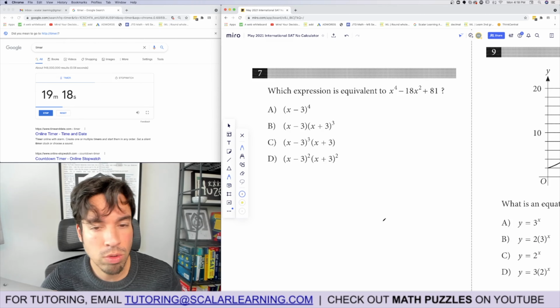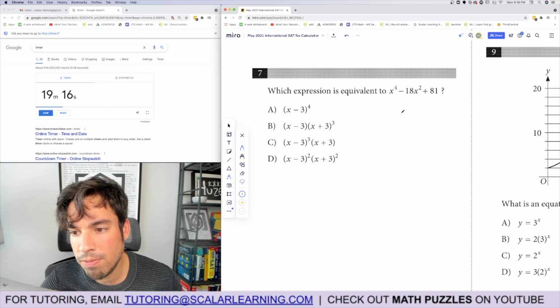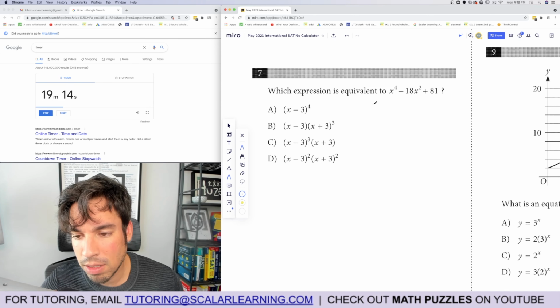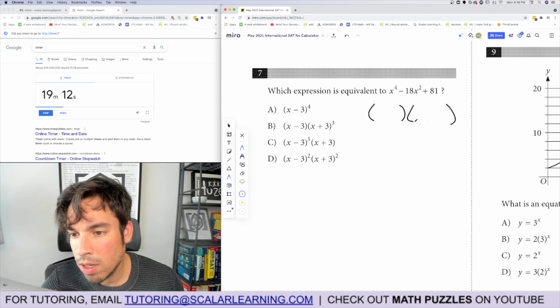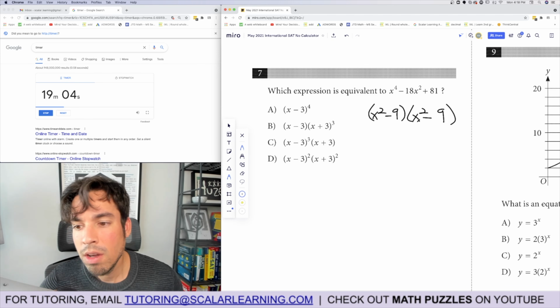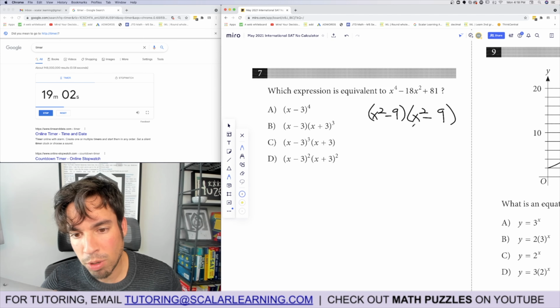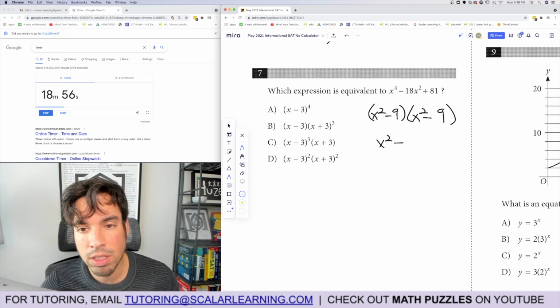All right, which expression is equivalent to this? What are they doing? They're factoring. So this looks nicely factorable. Let's do it. It becomes x squared, and then what multiplies to 81 and adds to negative 18? It's negative 9, right? And that's a nice perfect square, but these are differences of, oh, actually, let's make it x squared. Yeah, let's keep it like this.